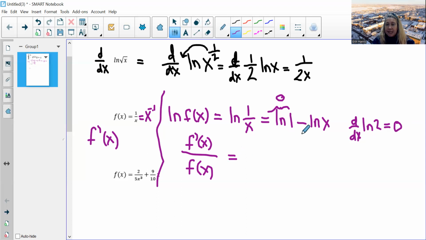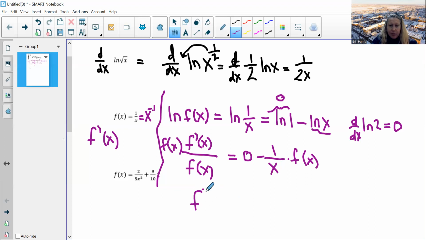So then, when we take the derivative of this side, we get 0 minus, well, what's the derivative of natural log of x? That's 1 over x. But then what do I have to do next? I want to solve for f prime of x. So logarithmic differentiation says multiply both sides by f of x, to get rid of that f of x on the bottom so that all we have left is f prime of x.